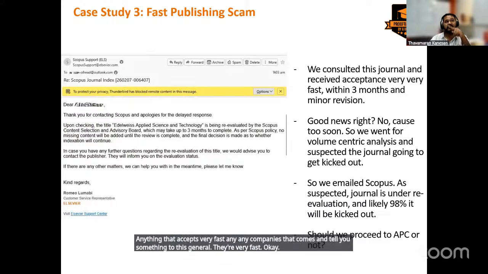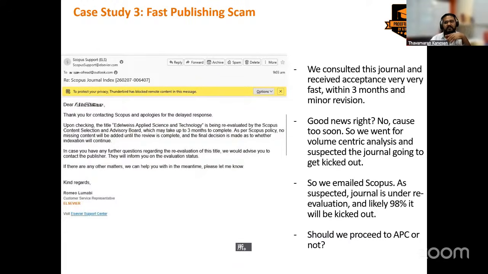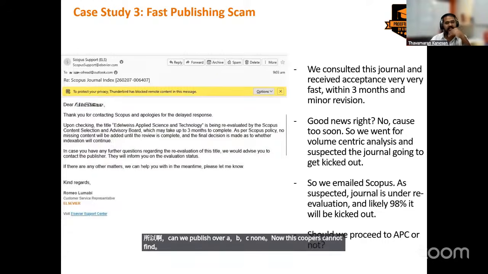Anything that is on Beall's list doesn't work anymore. Beall's list is useless nowadays. Can we publish with zero APC? Nowadays Scopus cannot find. If you want to publish free, you have to find it yourself. 95% is all APC. APC does not guarantee publishing. You only pay APC after acceptance.